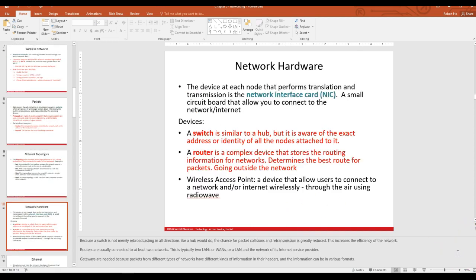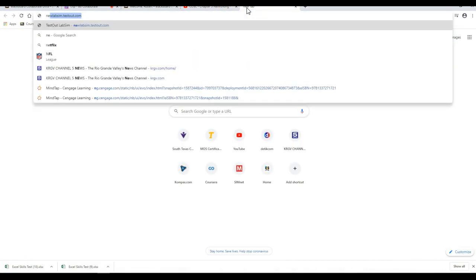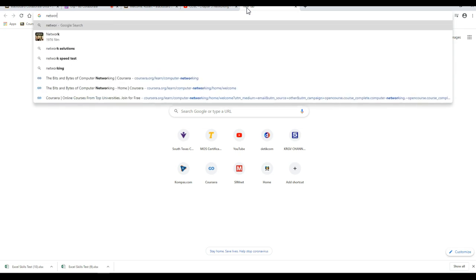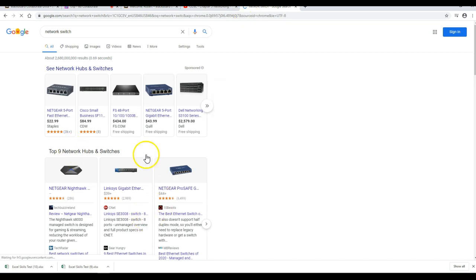Alright, move on to the next one. Network hardware. There are different types of network hardware or devices. The first one is called a switch. What is a switch? A switch is similar to a hub, but is aware of the exact address and identifies all nodes that attach to it. Let me give you an example here. This is called a network switch. When you want to connect to a network, we need to have this switch. All the computer devices connect to these nodes.